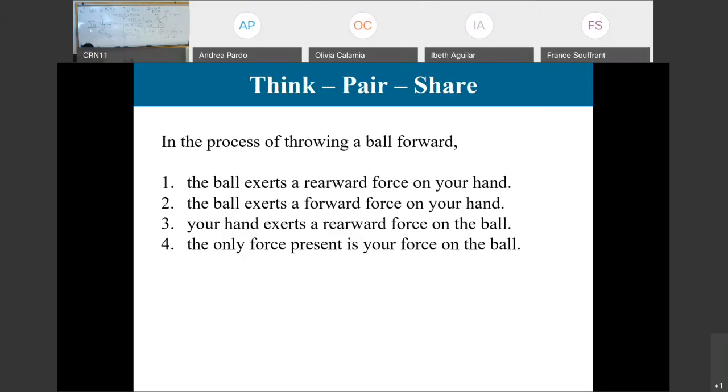In the process of throwing a ball forward, the ball exerts a rearward force on your hand, a forward force on your hand, a rearward force on the ball. The hand exerts a rearward force on the ball. The only force present is your force on the ball. So what would you guys say? 1, 2, 3, or 4? What was that? 1. 1, exactly. As you throw, the ball exerts a force on you in the opposite direction.